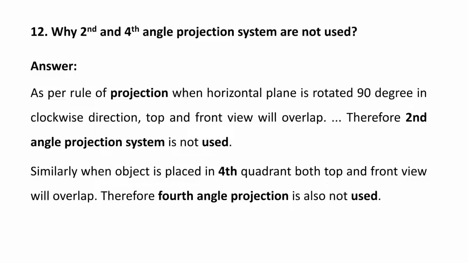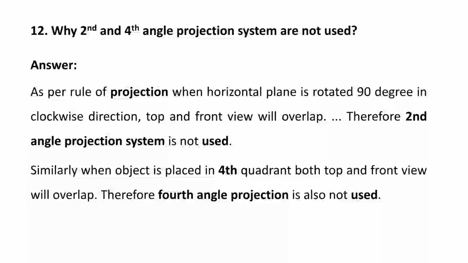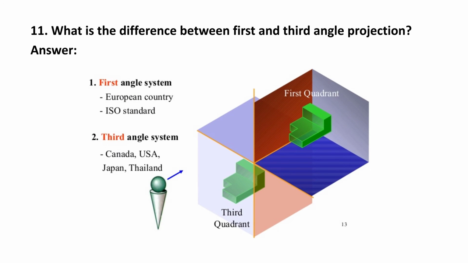And the answer is, as per the rule of projection, when the horizontal plane is rotated 90 degrees in clockwise direction, top and front view will overlap. Therefore, second angle projection system is not used. So if you place your component over here, you will get the front view from here and the top view over this plane. And as per the rule, you have to rotate this plane in clockwise direction, and in that case these two planes will overlap, and hence second angle projection is not used.